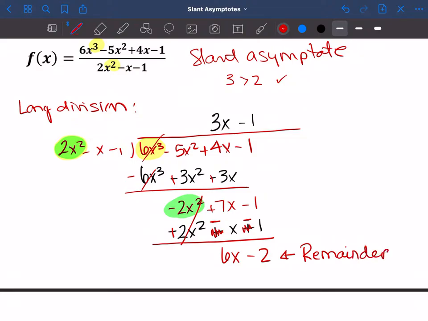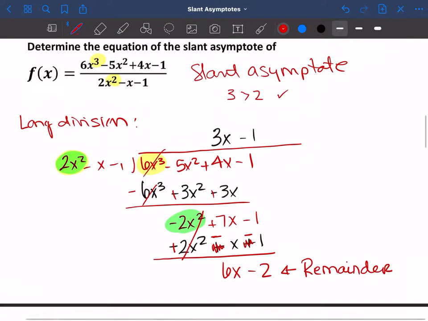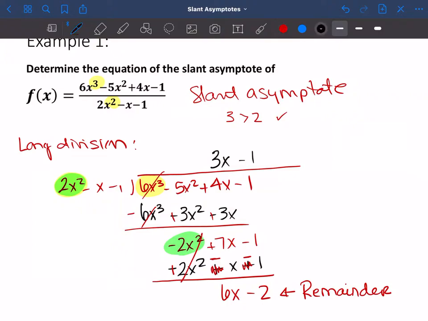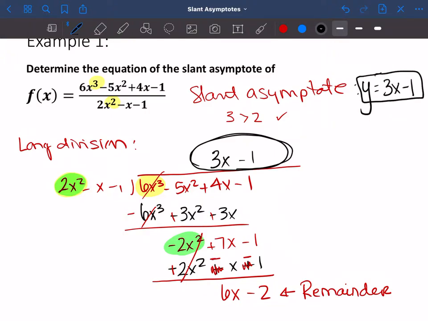Now for the purpose of this exercise, we're looking for the slant asymptote. So the slant asymptote is actually going to be equivalent to our quotient here. So the slant asymptote is going to be y equals 3x minus 1. And that is our final answer.